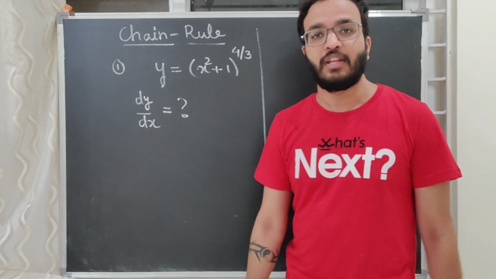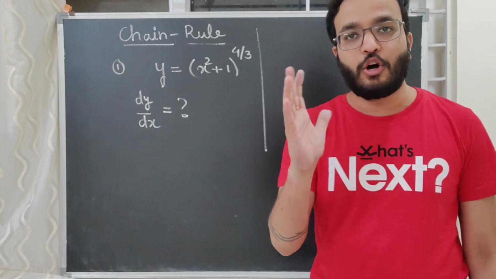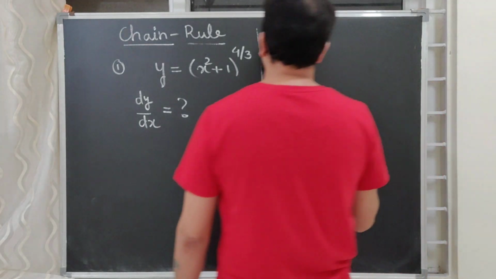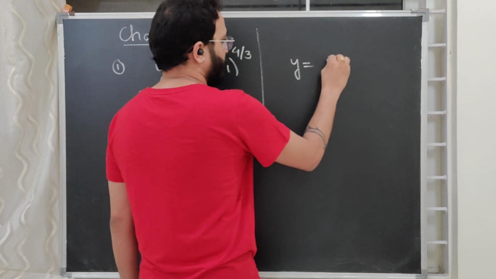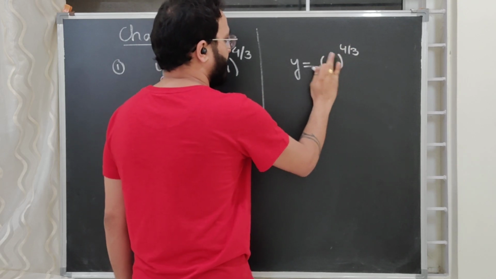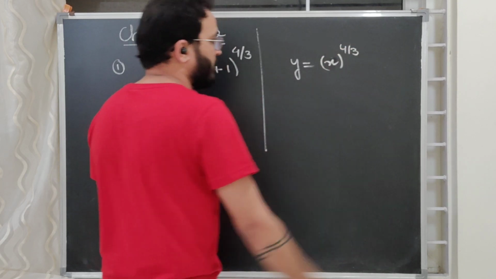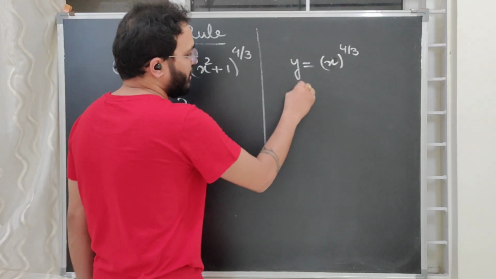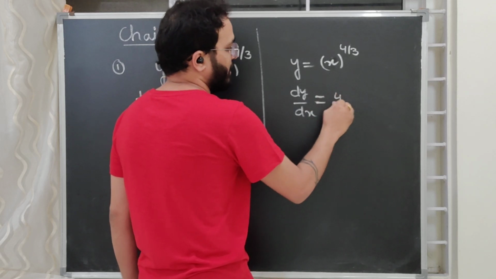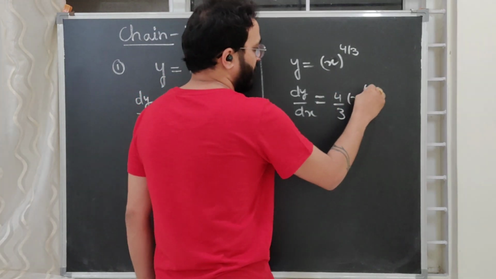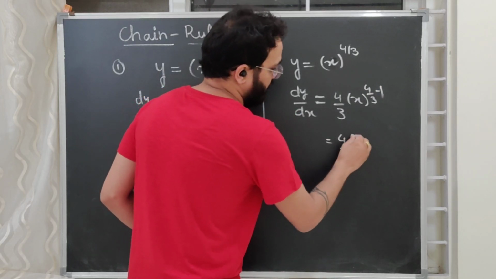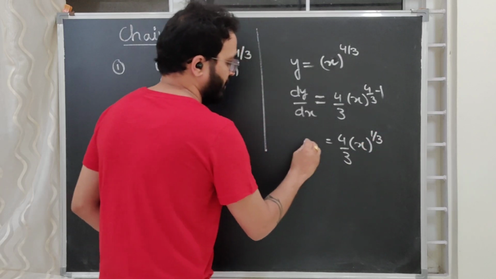we cannot apply any direct formula. But if you think long enough, you can say, sir, instead of x square plus 1, if you would have given us y is equal to x to the power 4 by 3, then the differentiation would have been very easy. We will say, sir, it is 4 by 3 into x to the power 4 by 3 minus 1. So it will be 4 by 3 into x to the power 1 by 3, right?